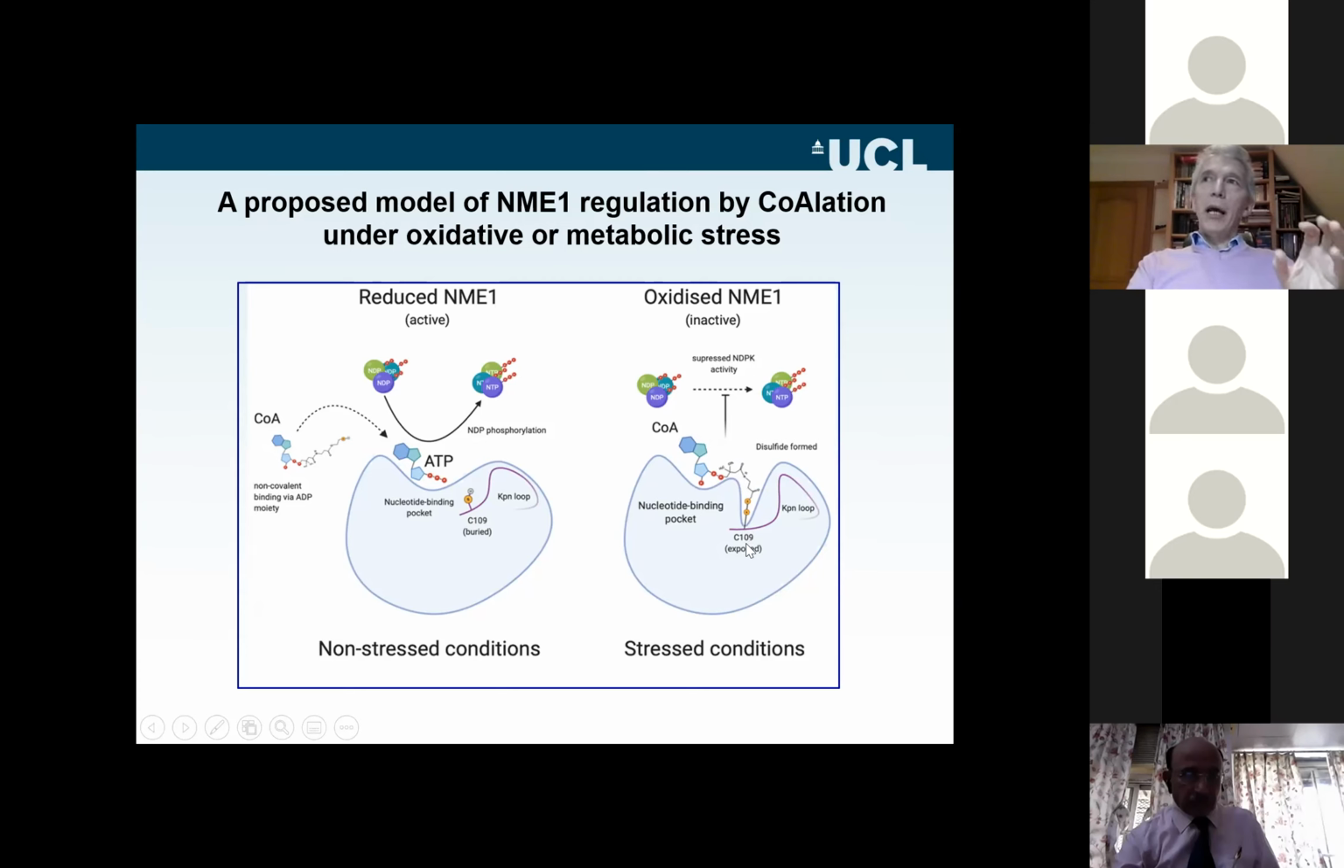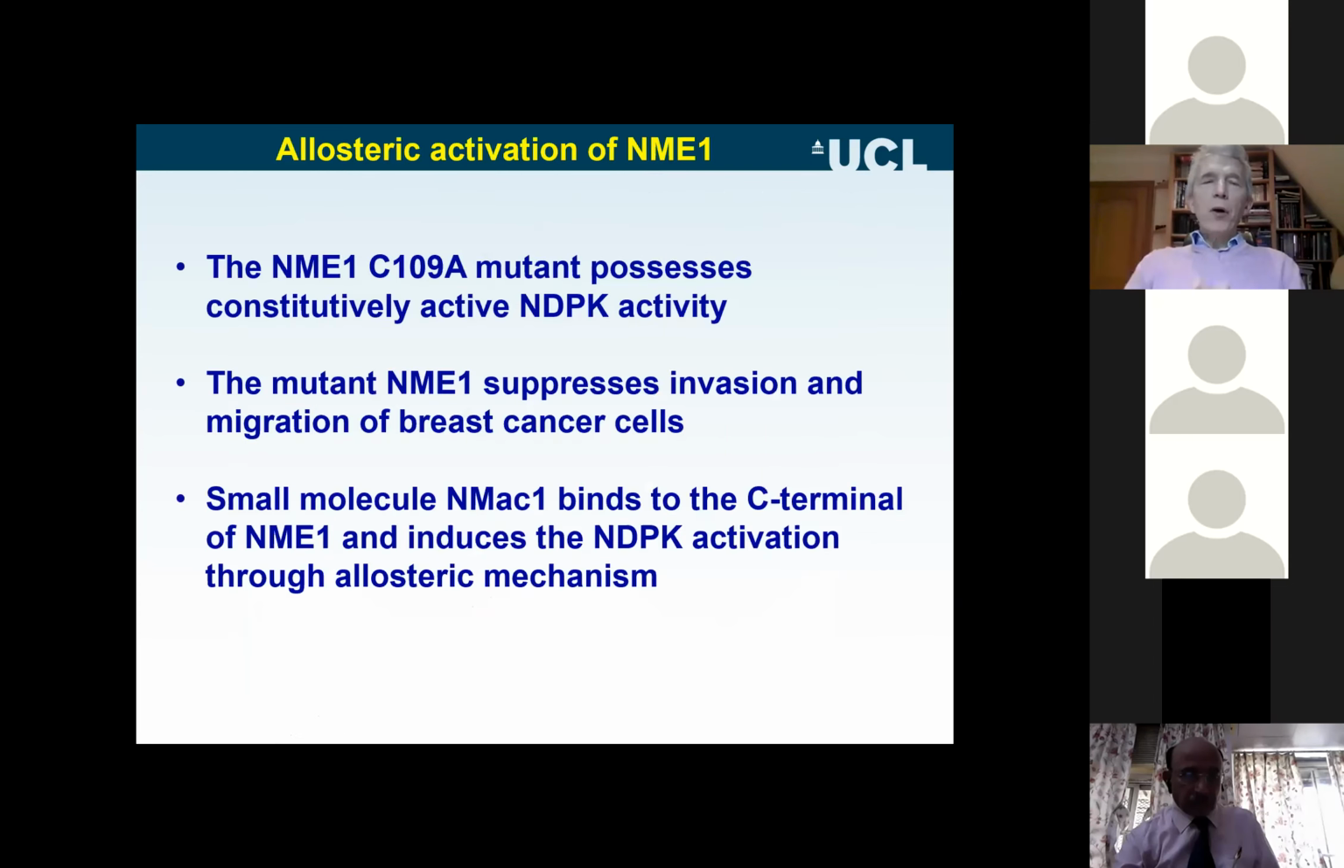And we call this a dual mechanism of inhibition through the ADP moiety and covalent modification by cysteine. Studies from other laboratories revealed that the NME1 cysteine 109A mutant possesses constitutively active NDPK activity. And this mutant suppresses invasion and migration of breast cancer cells.